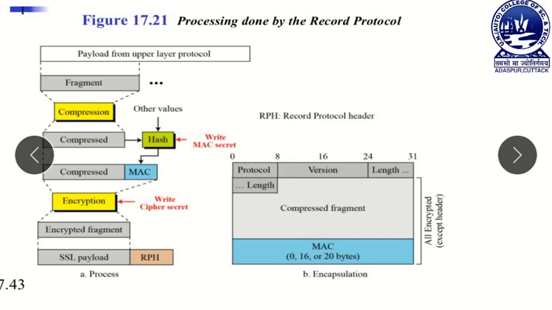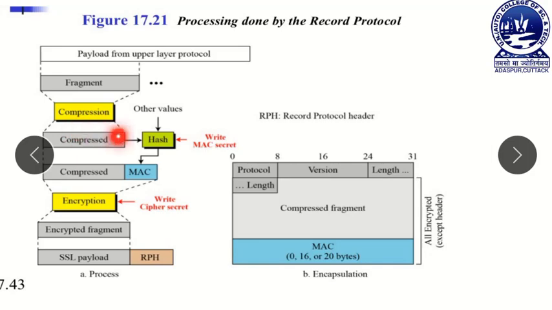Now look at this figure. In this figure is the payload from the upper layer protocol. That means this is the message which is coming from the upper layer or the application layer. Now this message is fragmented. After fragmentation this message is compressed using some compression function. Now look at the compressed message.